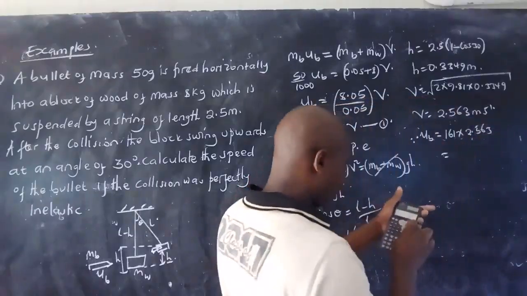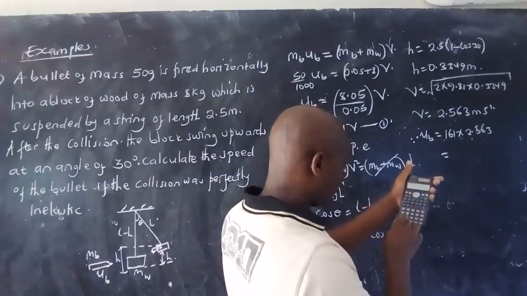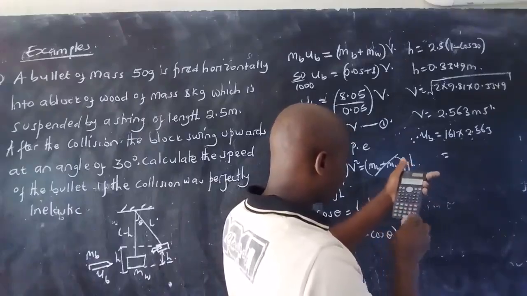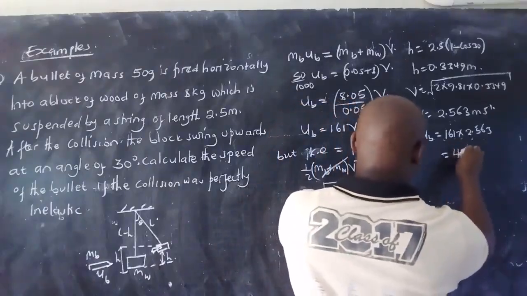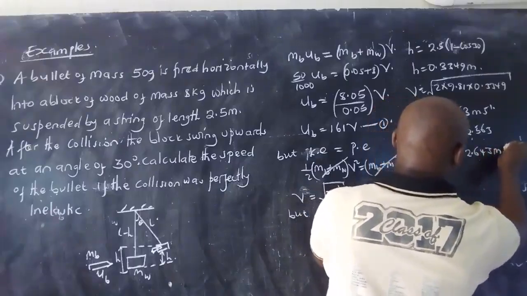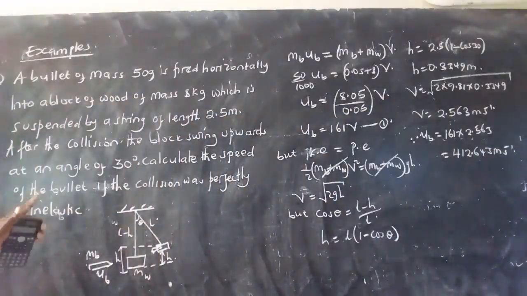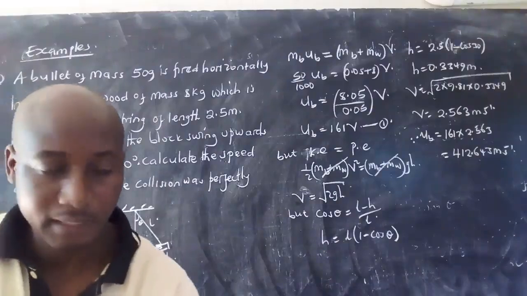Therefore, the velocity of the bullet will now become 161 times this one, which is 2.563. So the answer becomes 161 times 2.563, so it becomes 412.643 meters per second. I think that's what the question is asking us to get: calculate the speed of the bullet if the collision was perfectly inelastic.